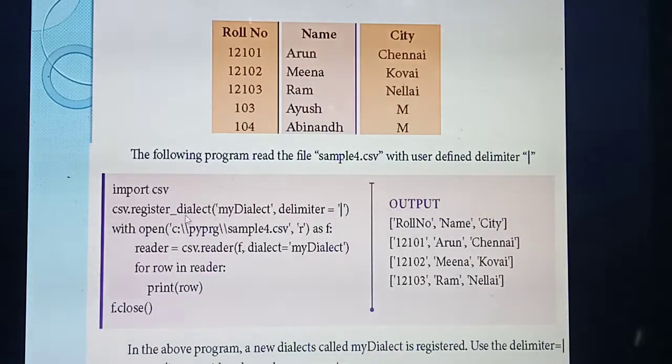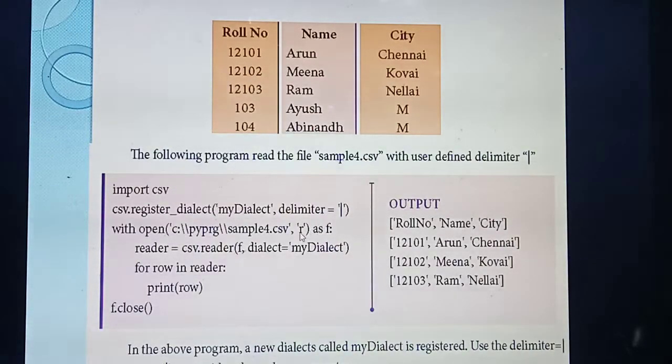So csv.register_dialect, my dialect, with delimiter as the pipe symbol. Then, what's the next line? With open(). You are going to open a file. Which file? What's the file name? Sample4.csv, in the location C, PYPRG, sample4.csv.